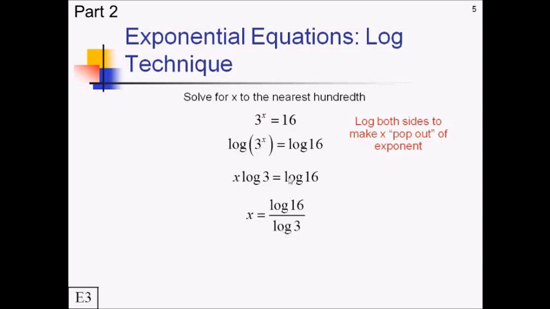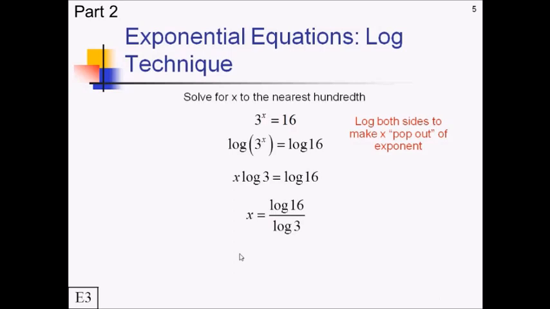And I really emphasize that logs are constants because a lot of people look at this, and if they've never seen logs before, they're like, oh, I'm just going to cancel out these logs. Well, you can't do that. This log of 16 is one big decimal. This log of 3 is some other crazy decimal. You have to figure out what those decimals are and divide them.